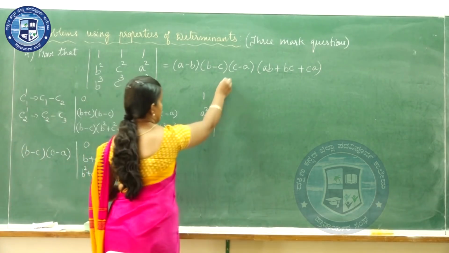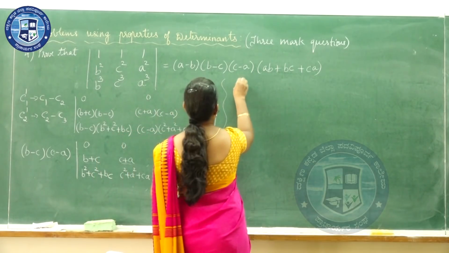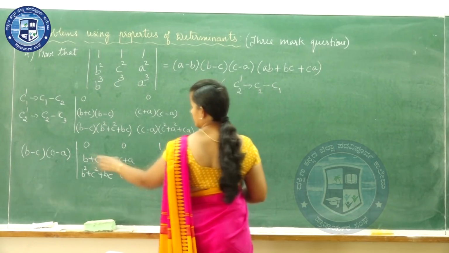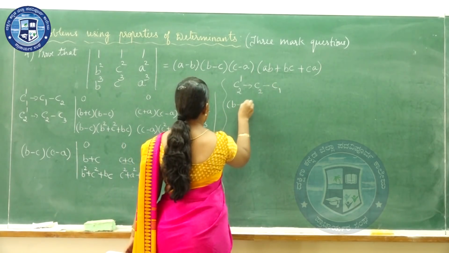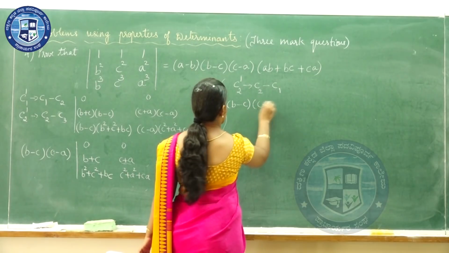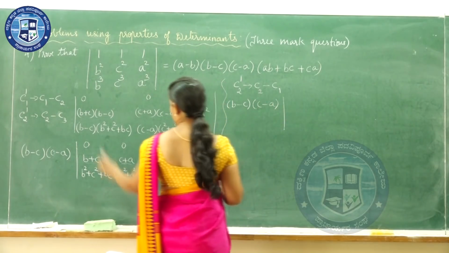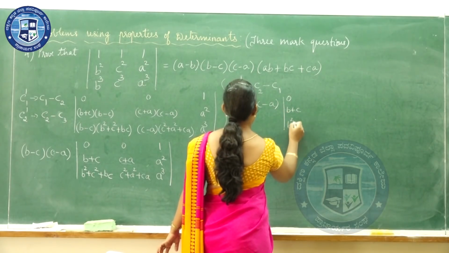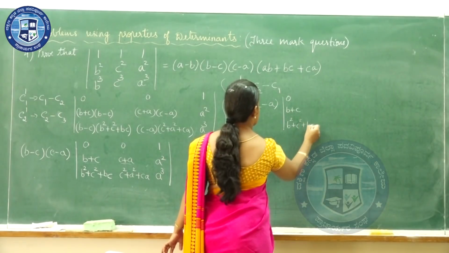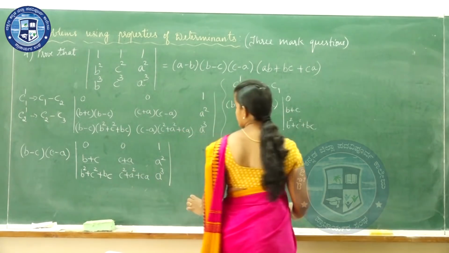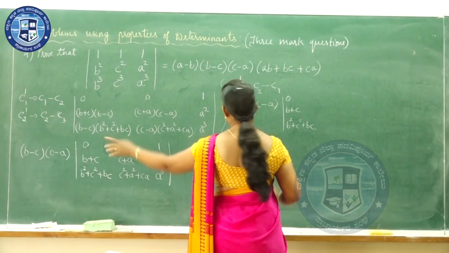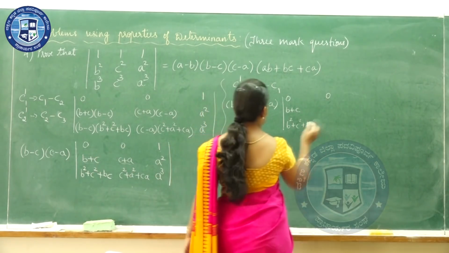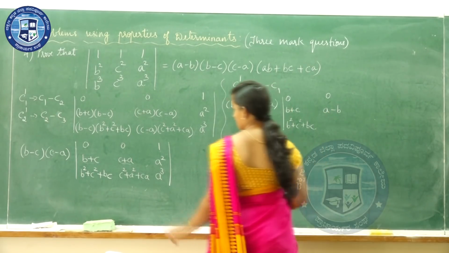So the next operation is, column 2 is replaced with column 2 minus column 1. Whatever is outside we need to write as it is, no skipping that, c minus a. Now column 1 as it is: 0, b plus c, b square plus c square plus bc. And now column 2 minus column 1. So 0 minus 0 is 0, c plus a minus b plus c, we will get a minus b.